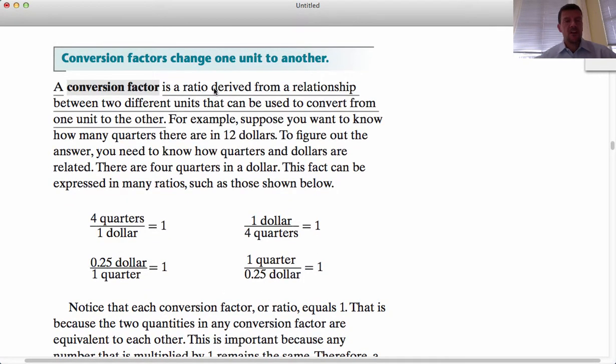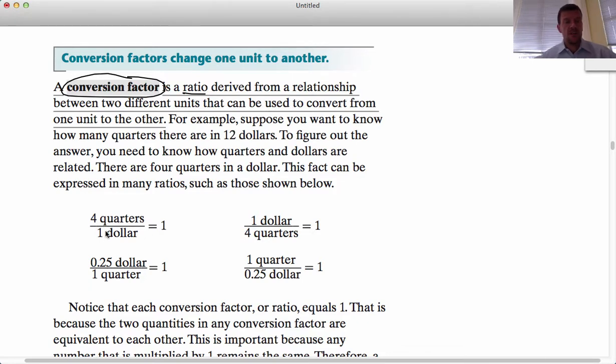I did mention this before. I called them unit multipliers. They're also called conversion factors. These are ratios that show the relationship between units, but they're unit multipliers because we're going to set it up so that the ratio is really equal to 1, okay?